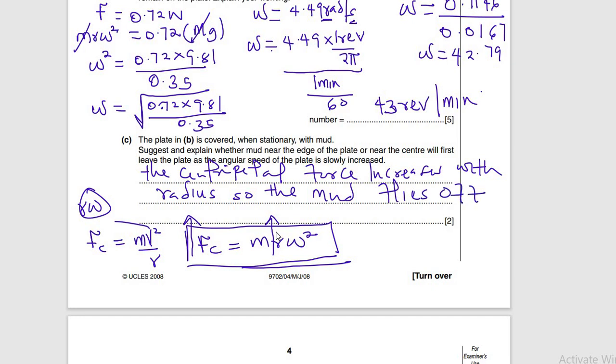The mud flies off first, at the edge. That's it. The mud keeps creating distance from the center. As the angular speed increases, it keeps creating distance because centripetal force increases, so it flies off.